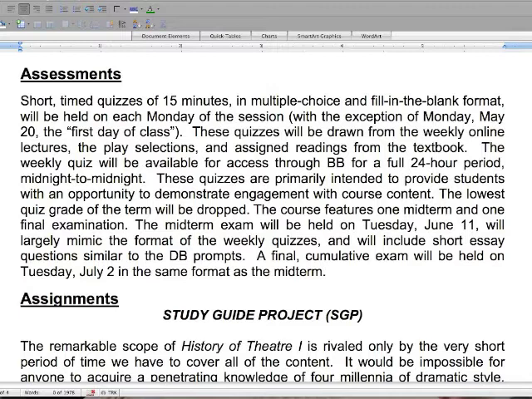The course features one midterm and one final. The midterm is held on Tuesday, June 11th, and mimics the format of the quizzes. The final will be held on Tuesday, July 2nd, in the same format as the midterm. All right. So that's what you have to worry about. When are the quizzes? They're always on Monday, with the exception of next week's, which is on Tuesday. When are the tests? We have a midterm on June 11th, and we have a final on Tuesday, July 2nd.